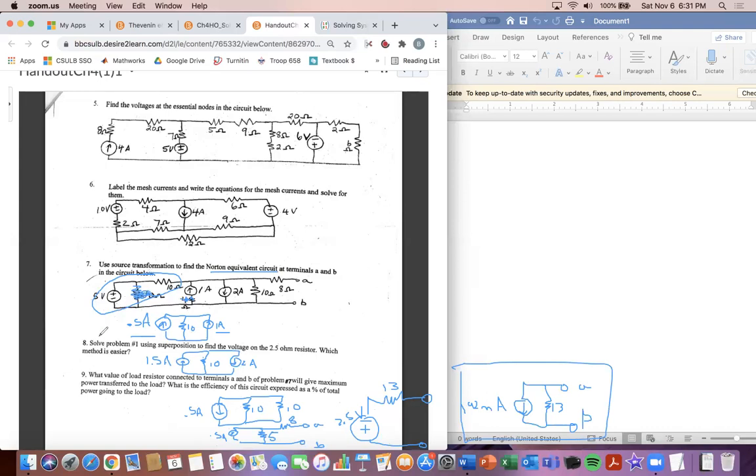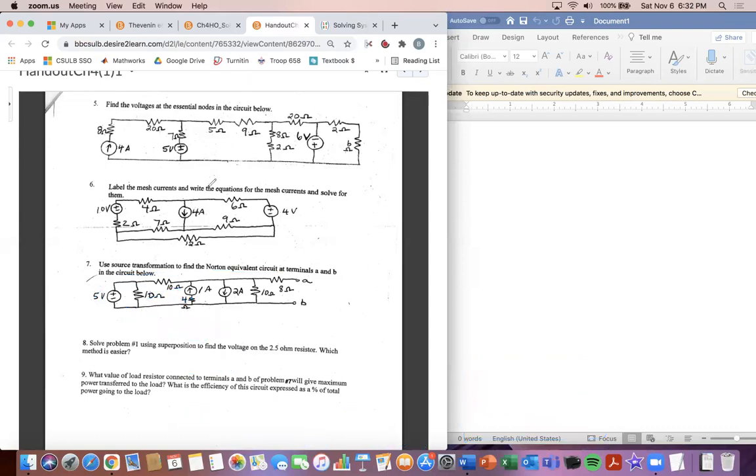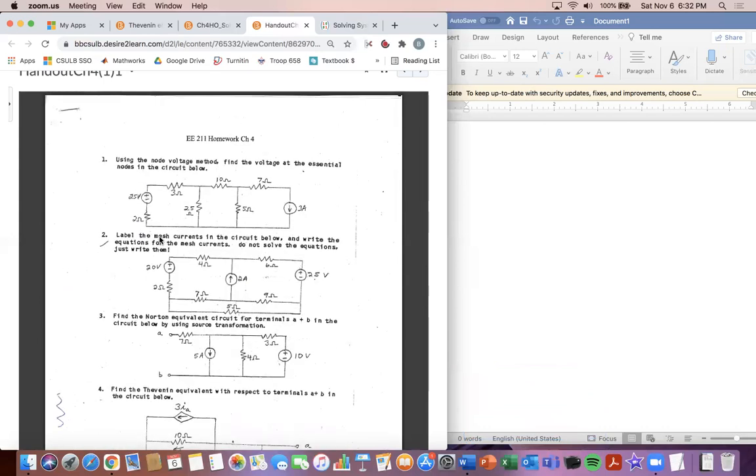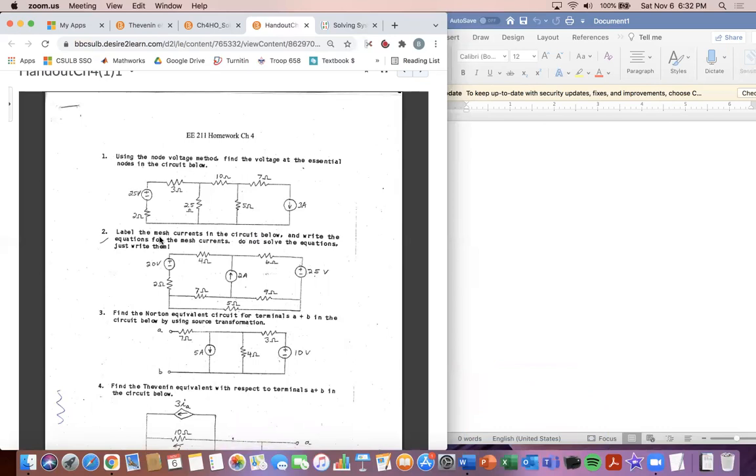And number 8, solve problem 1 using superposition to find the voltage on the 2.5 ohm resistor. Which method is easier? You guys already know how to do source transformation, so I'm going to go more examples. But for this one, we noticed that the node voltage method was easier. The reason being, we do not have to evaluate each of the independent sources, which is time consuming. That was the annoying part when you had to do superposition here.